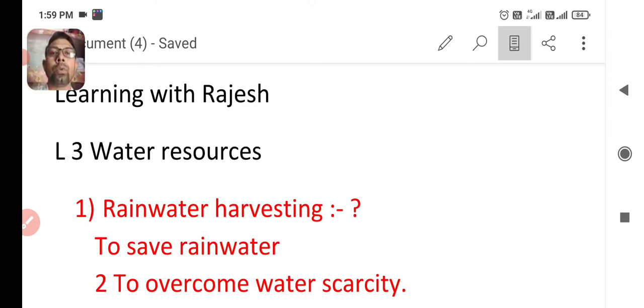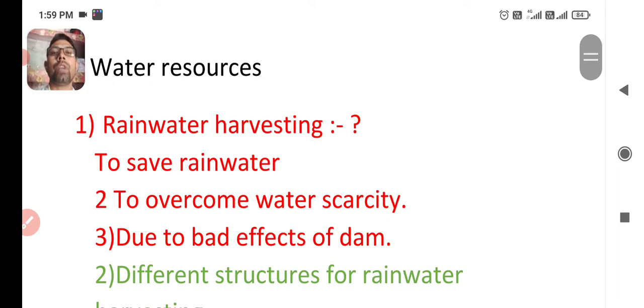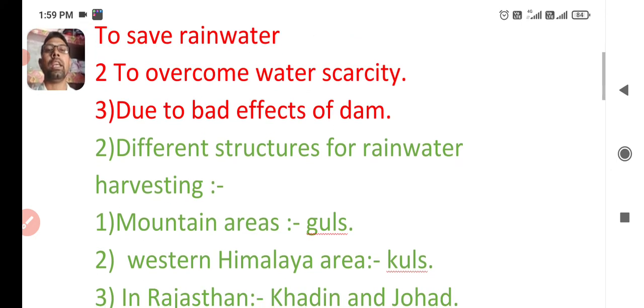So the first point of today is why rainwater harvesting. The first point is to save rainwater, the next is to overcome water scarcity, and the third is due to the bad effects of dams. As you know, there are bad effects of dams, so we have to supply water for our everyday needs, and we can harvest water while there is plenty of rain. That's why we have to harvest the rainwater.